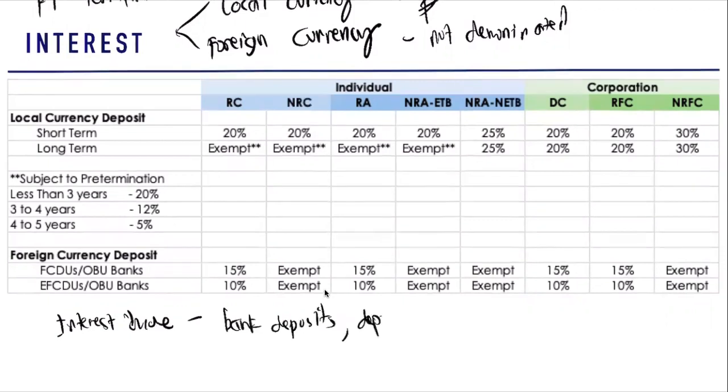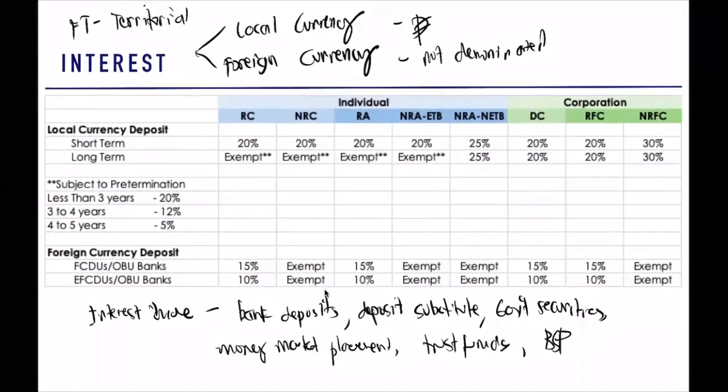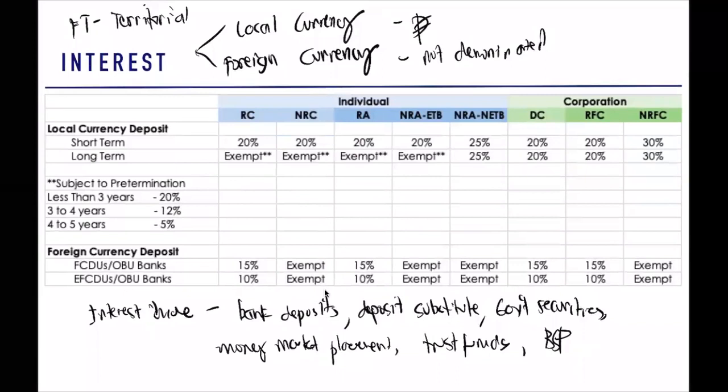We also have your deposit substitute, your government securities, your money market placements, your trust funds, or anything that is registered under the Bangko Sentral ng Pilipinas. So those interest income on your bank deposits, deposit substitute, government securities, money market placement, trust funds, or under items of BSP. So we look as to the interest, whether the interest received is of local currency or foreign currency.